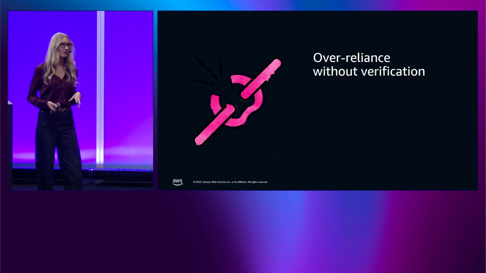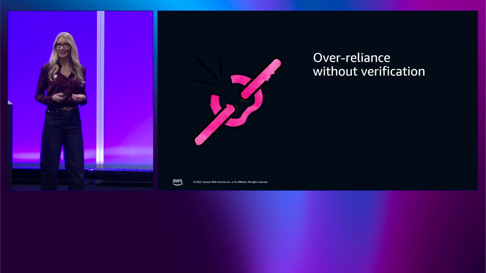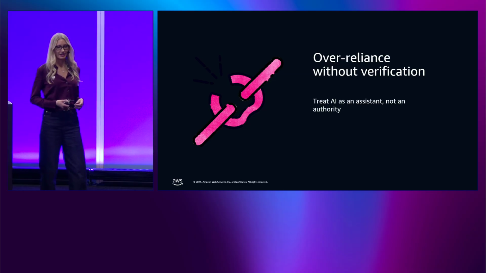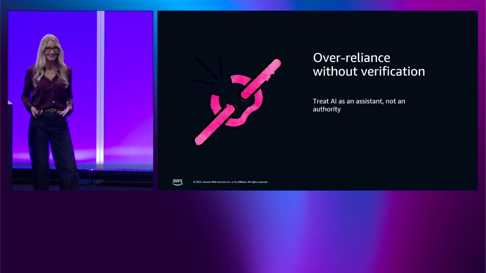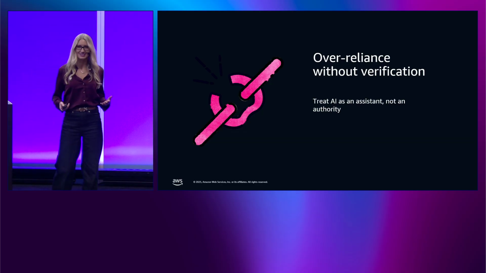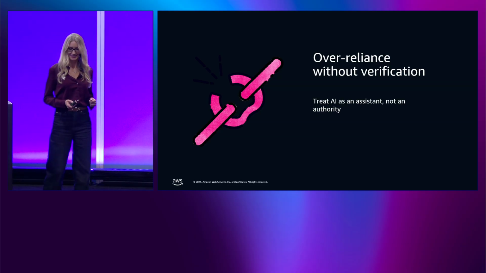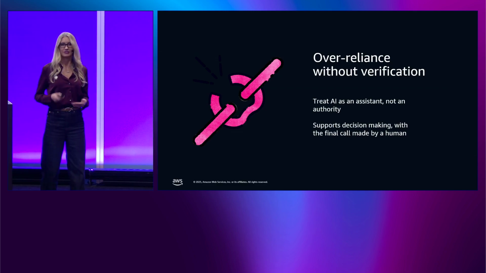Another mistake that I hear about that's quite common is over-reliance, and not approaching AI with a healthy dose of skepticism, just over-reliance without verifying. So really we should all be treating AI as an assistant, not an authority. It works for us, we don't work for it. And it should support our decision making, not be the source of the decision itself, with a human deciding whether this is the right thing to do or not.